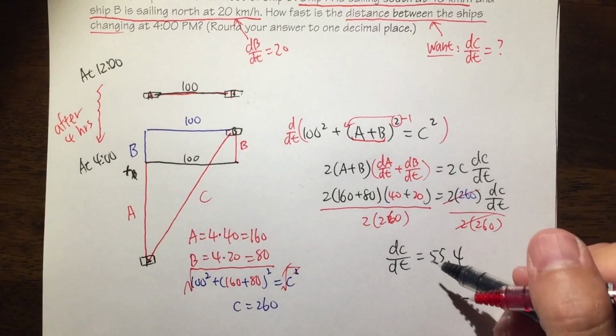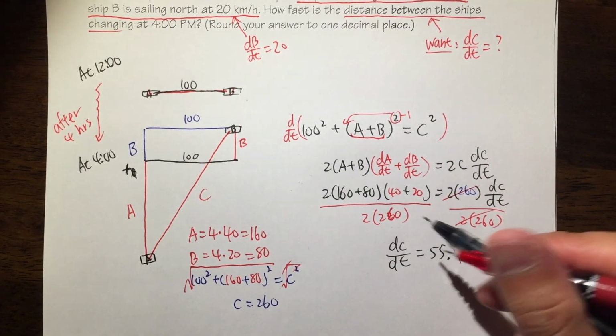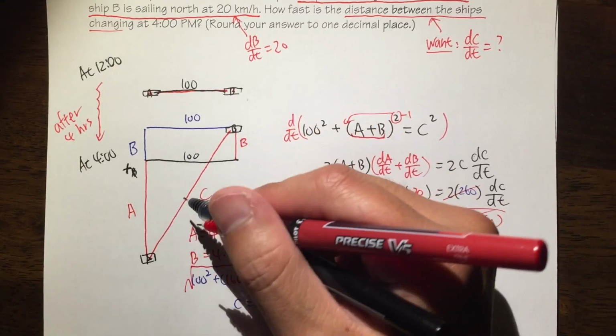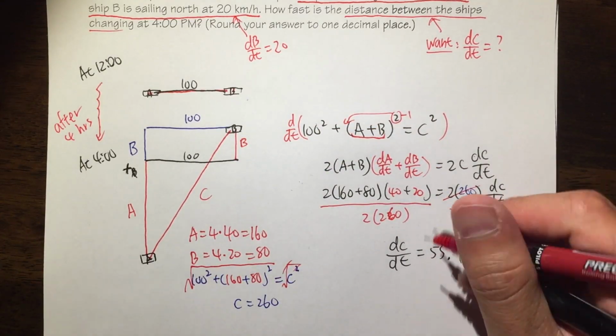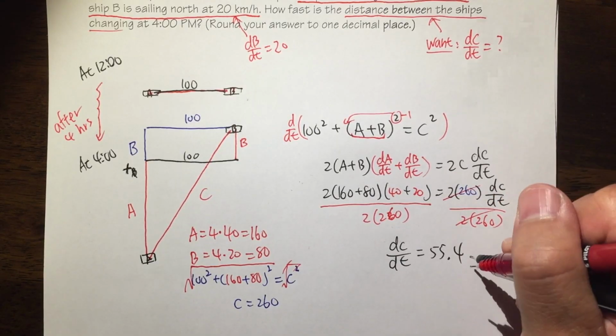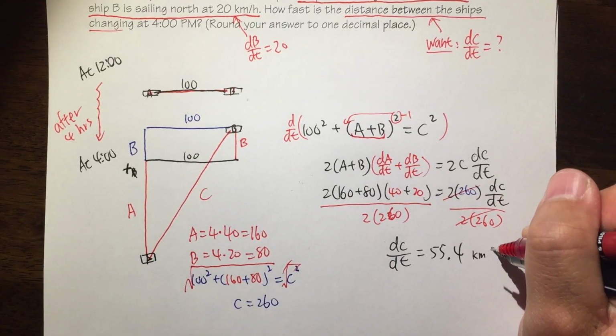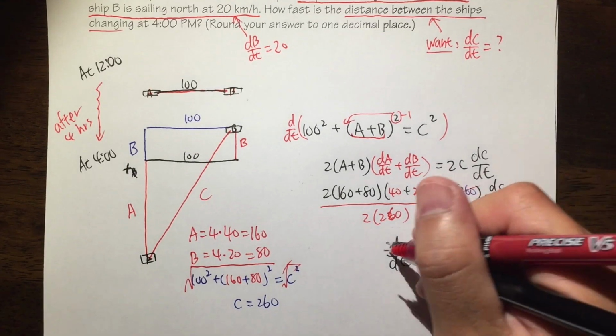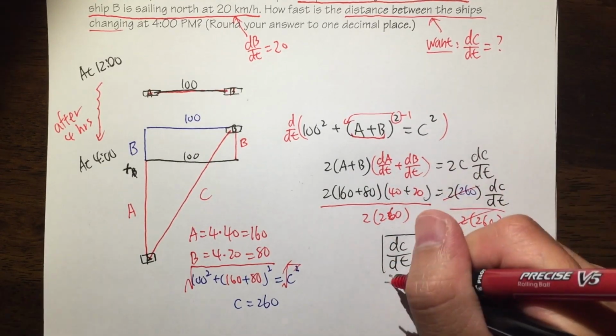You get 54.5. And this is a positive number because C is getting longer and longer. So dc/dt is positive 54.5, and I'll write this down, kilometers per hour. And that's it.